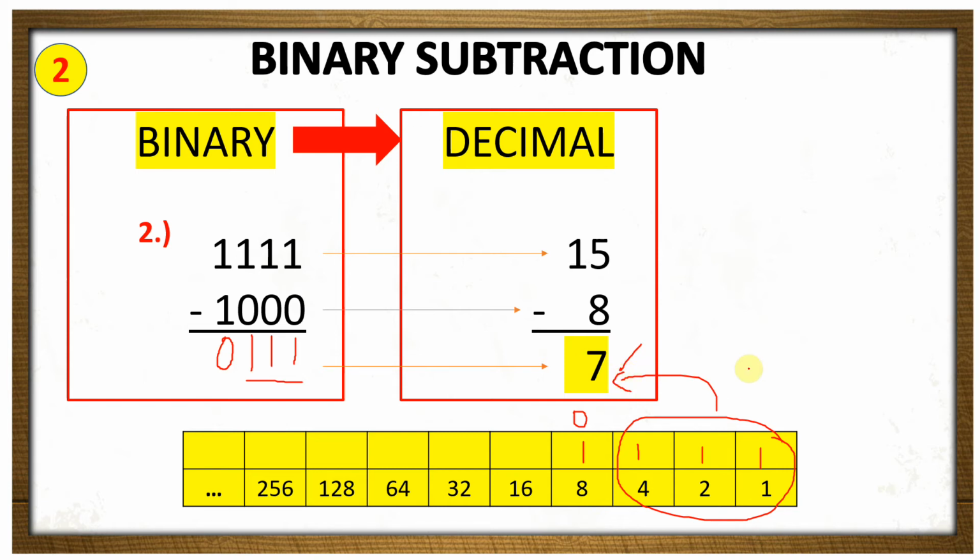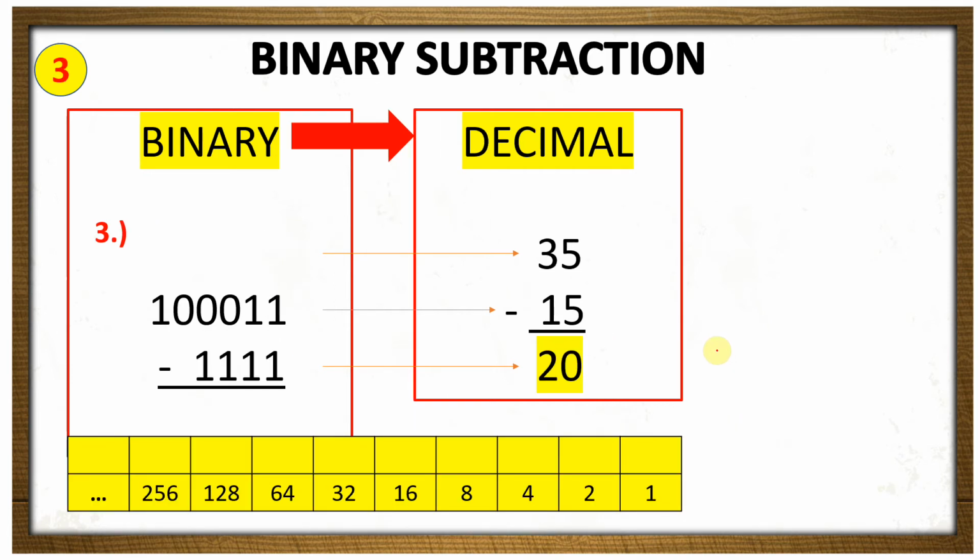Next, let us proceed to the next sample, number 3. Let us subtract. 1 minus 1 is equal to 0 by following the rules. 1 minus 1 is equal to 0.